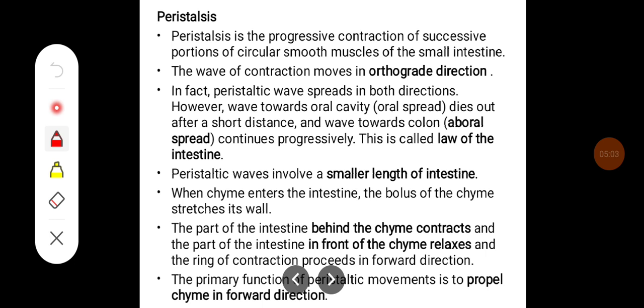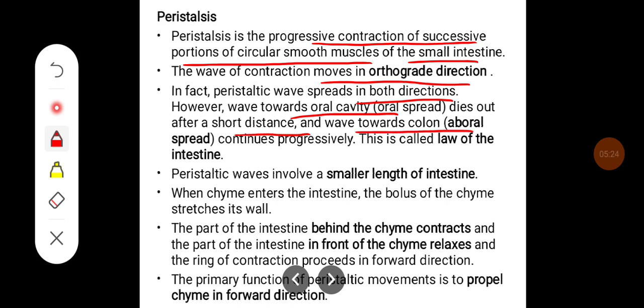Peristalsis is a progressive contraction of the successive portion of circular smooth muscle of the small intestine. The wave of contraction moves in an orthograde direction. In fact, peristaltic wave spreads in both directions. However, the wave towards the oral cavity, the oral spread, dies out after a short distance, and the wave towards colon, that is aboral spread, continues progressively. So this is called the law of the intestine.